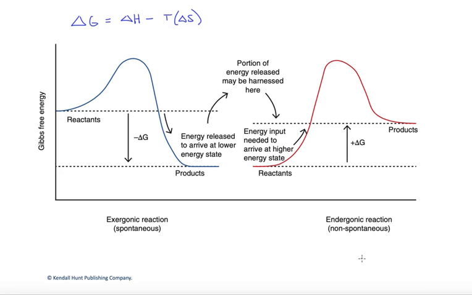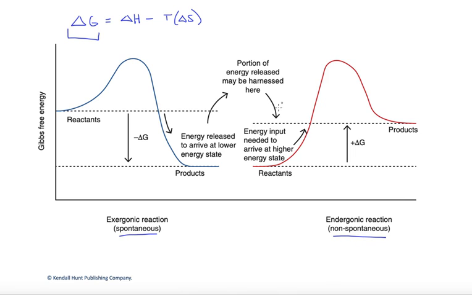All right, let's talk a little bit about Gibbs free energy, this term delta G, right? And so we use this term to sort of characterize chemical reactions as either spontaneous or non-spontaneous, right? We have two different graphs here, one showing spontaneous and one showing non-spontaneous.